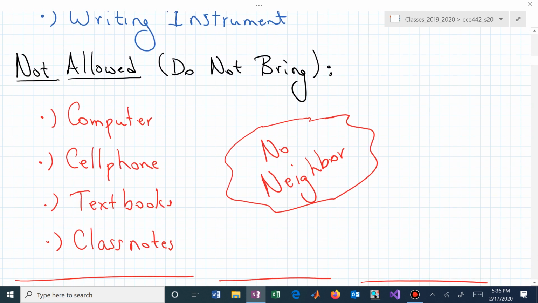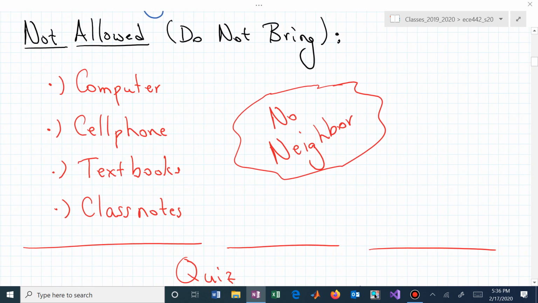Not allowed: no neighbor, no computer, no cell phone, no textbooks. You'll put those to the side in your backpack, on silent, etc. Other questions on exam number 1?